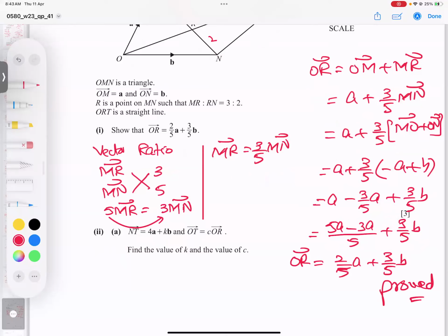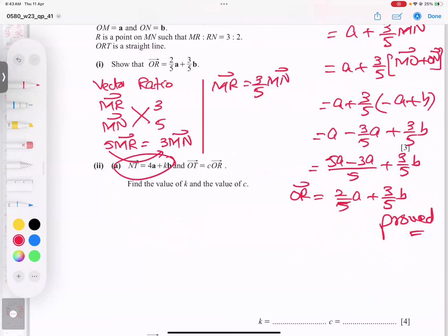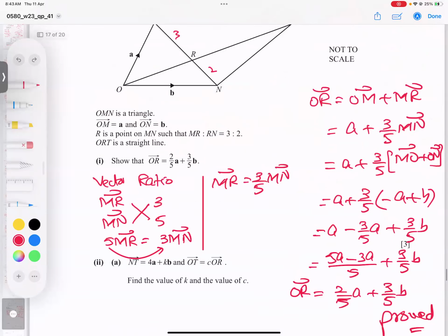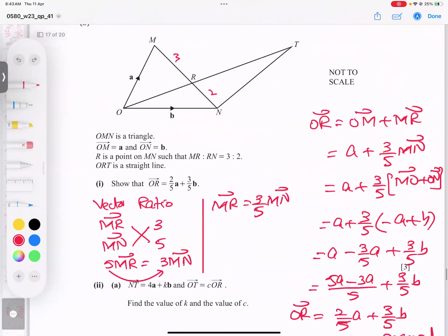Let's go for the next plan. What is the next plan here? NT. He has given NT, this is given by him. And NT is given by him and OT is given as c times OR. Here we have to find it. So we have a path given, NT. Where is NT, student? This vector is given by him. And OT is this full vector.